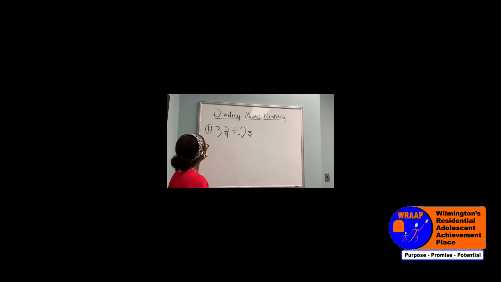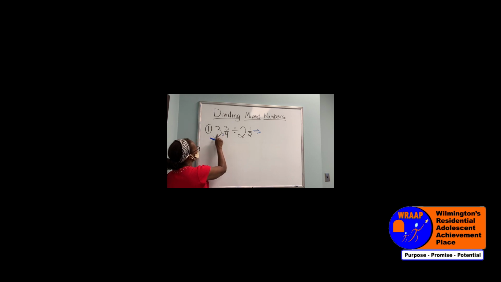Problem number 1 is 3 3/4 divided by 2 1/2. Okay, so the first thing that we have to do with mixed numbers is turn them into improper fractions so that we can actually work the problem, okay? Now, I don't know if you recall from previous lessons how to do that, but I'm going to show you. First thing we do is take the denominator of this part of the fraction and times it by the whole number.